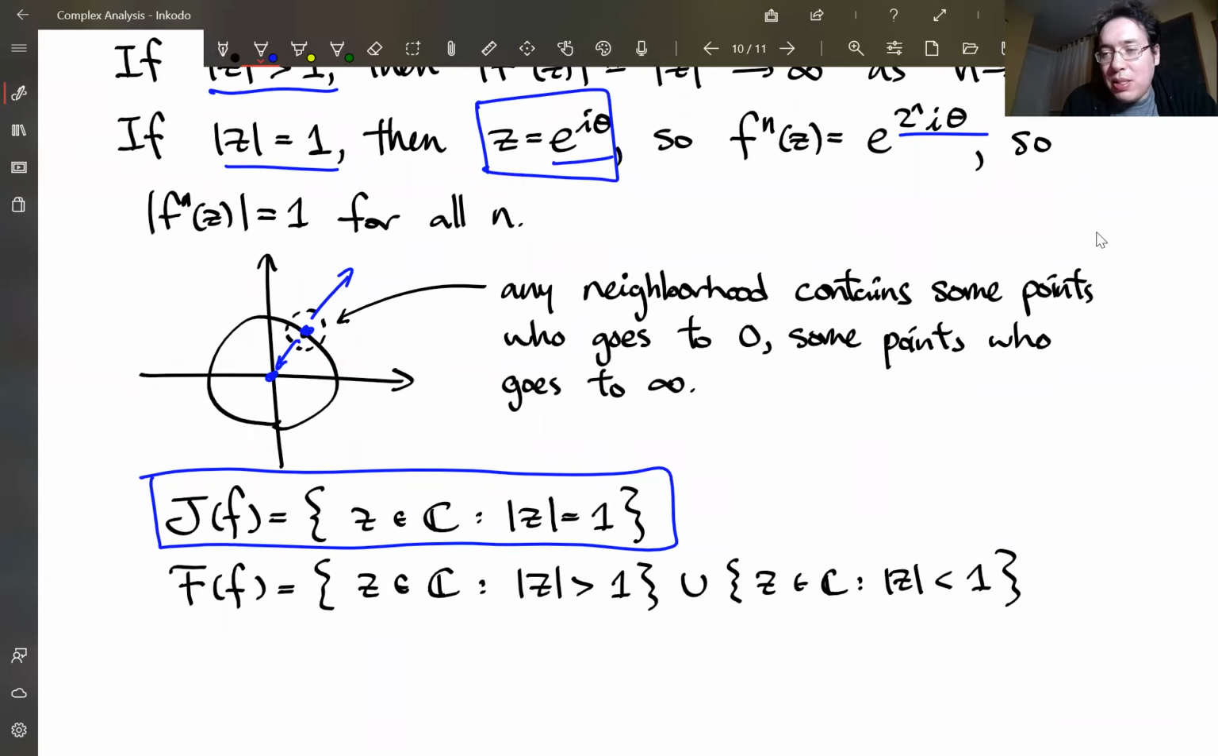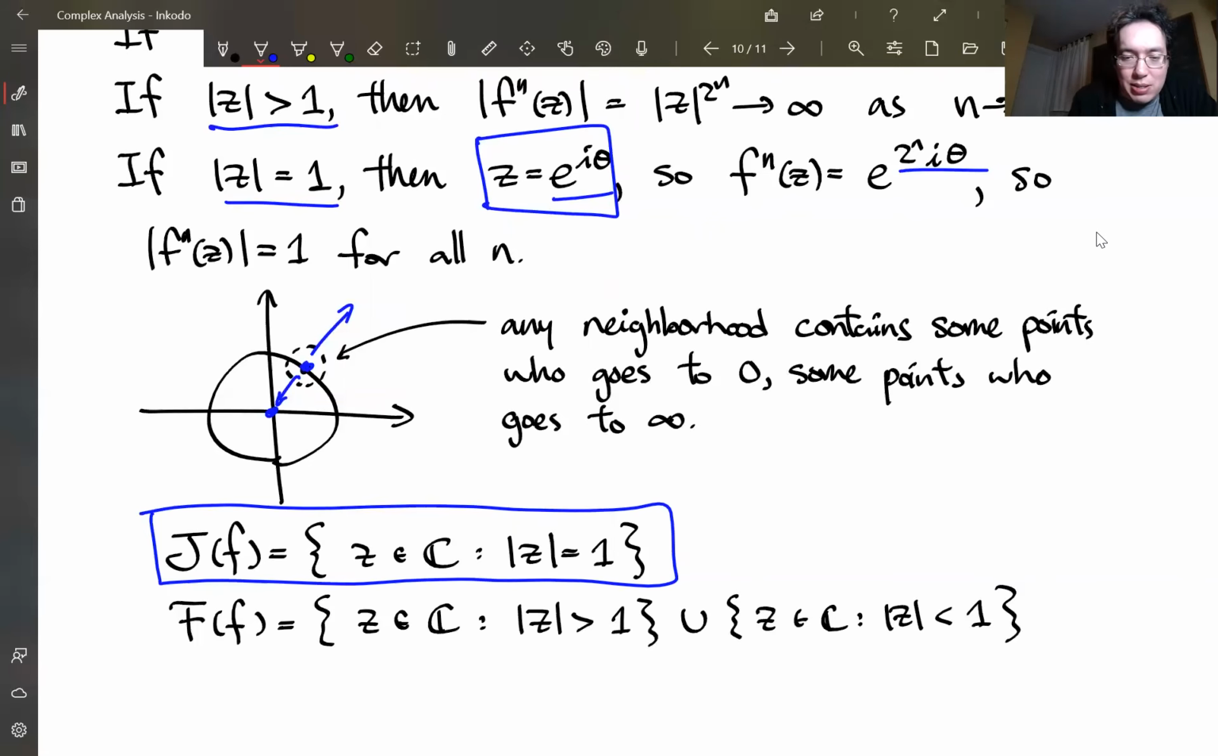The Fatou set, so there are two basins, two domains of attraction. If the modulus is greater than 1, it blows up to infinity. So everything outside of the unit circle is one domain of attraction. There's another domain of attraction on the inside. Everything inside of the unit circle gets closer and closer towards 0. So that's another domain of attraction. So the union of these domains of attraction is the Fatou set. So everything inside and outside of the circle is the Fatou set. The circle itself is the Julia set.